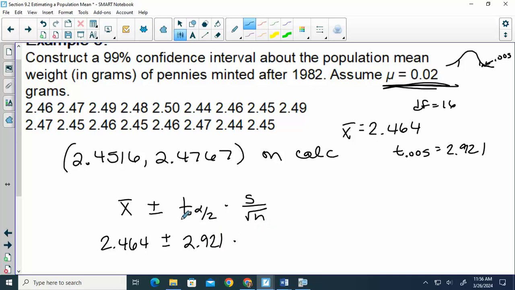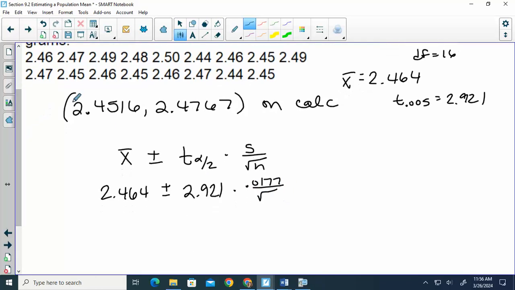Times S, what was our sample standard deviation when we had our one variable statistics? We're looking for the S, not the sigma, so 0.0177 divided by the square root of n. This isn't degrees of freedom, this is the number in our sample, which was 16. So let's see if we get the same thing. I thought it would be 17. Yep. I just said it wasn't the degrees of freedom, and then I wrote my degrees of freedom, didn't I?